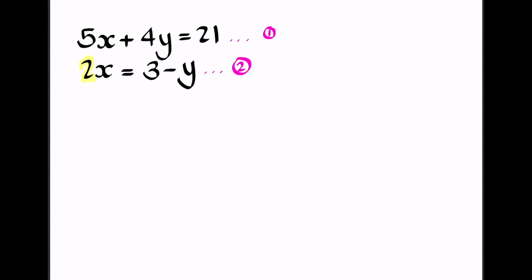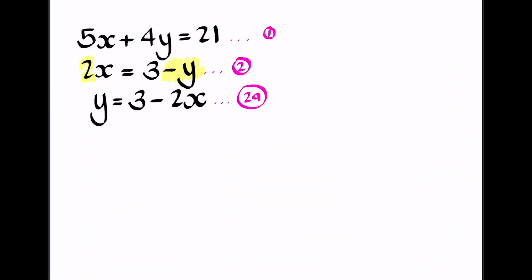So I have 2 options with this one. I can either divide everything by a 2, or I could isolate the negative y on the other side. So that's what I'm going to do. I'm going to take that negative y across. It's going to become positive y is equal to, the 3 is going to stay on the right hand side, and the 2x when it goes across is now going to be negative 2x. So I'm going to label this equation number 2a.